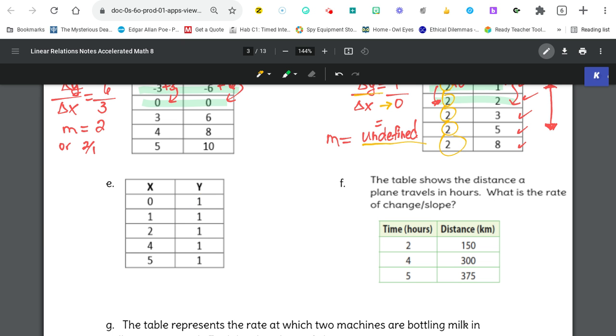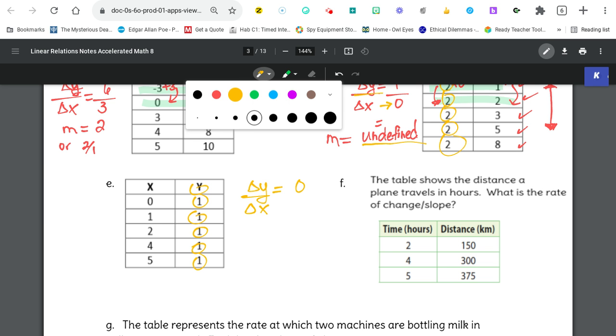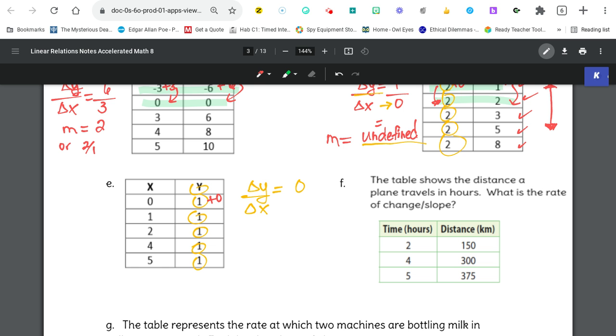Okay, now look at E. All my Y's are the same, so there's no change in the Y's. So since there's no change in the Y's, I'm guessing that the top number is going to be 0 because there's 0 change in the Y's. But you can see here, 1 plus 0 equals 1. There's no change in them. But to get from 0 to 1, I got to add 1. Well, now the 0 is on the top, and 0 divided by any number is still 0.